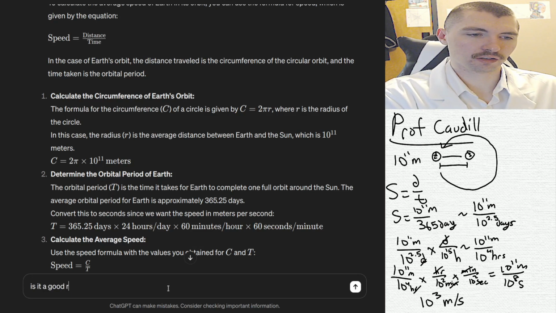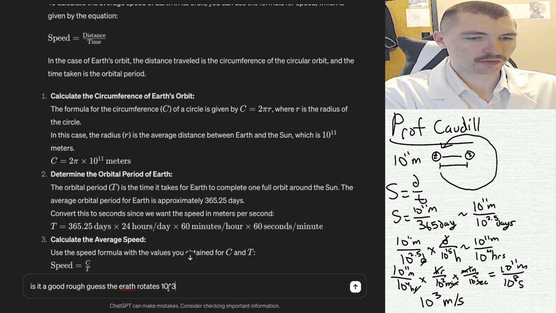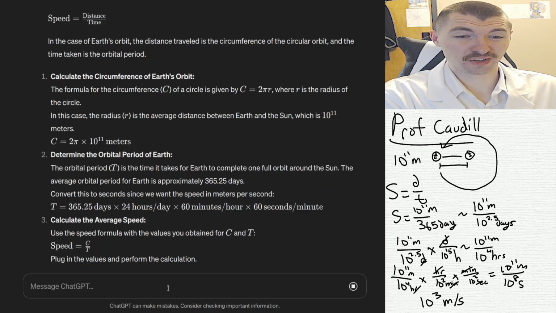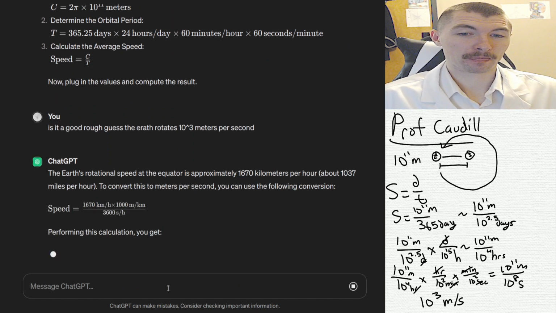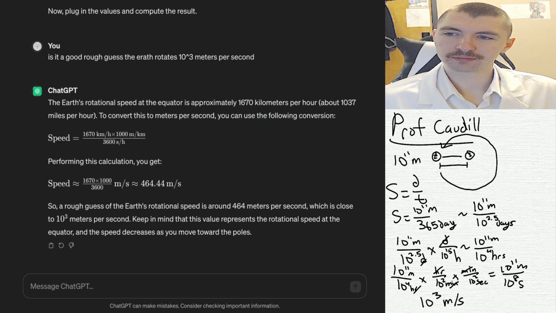Is it a good rough guess? The Earth rotates 3 meters per second. So what is that? That's about 1,000 meters per second, maybe 2,000 miles an hour. 1,000 miles an hour. So we are close. I do wonder if we did 10 to the 1/2, get 60 minutes.